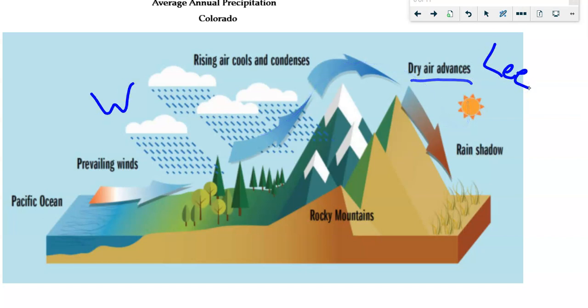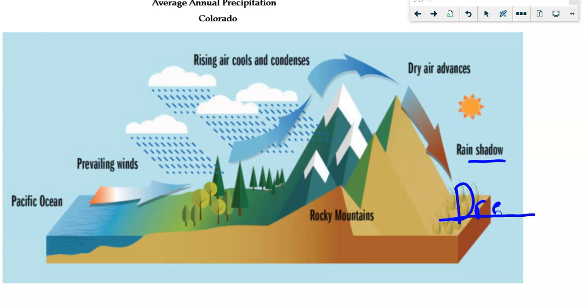So the lee side is where the wind is going to. It's the opposite side of the windward side. And what do we get here? We get what's called the rain shadow. And that's where we have very little precipitation. It's very dry.